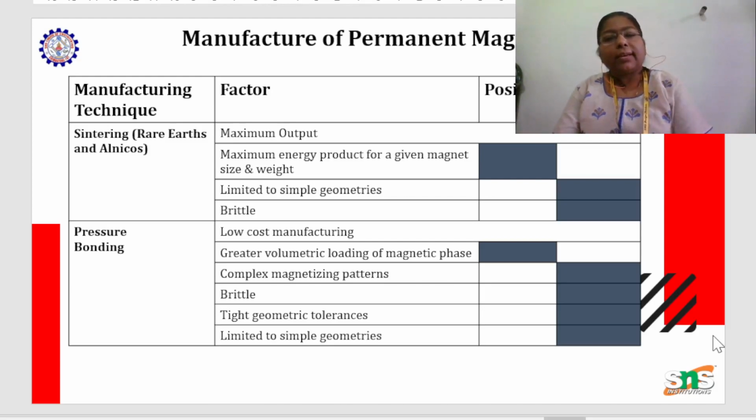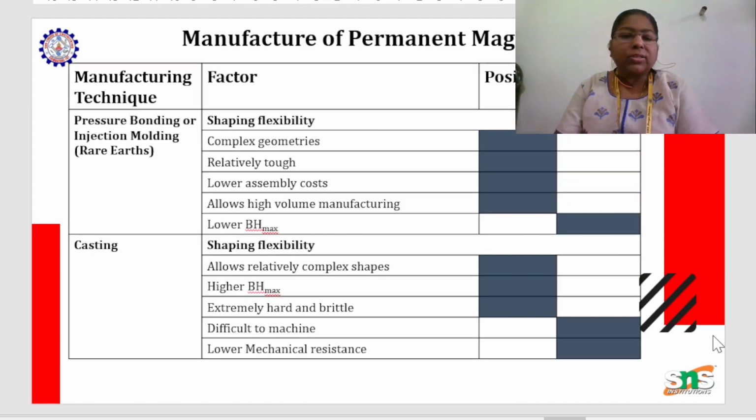If you see in the slide, the shaded area shows the positivity and the negativity. If you take up the manufacturing process, you have five manufacturing processes. The sintering process is used for rare earth magnets and alnicos. The positivity is that it gives you the maximum output, and the main negativity is that it is very brittle. In the case of pressure bonding, you can go with greater volumetric loading, but the negativity is very high.